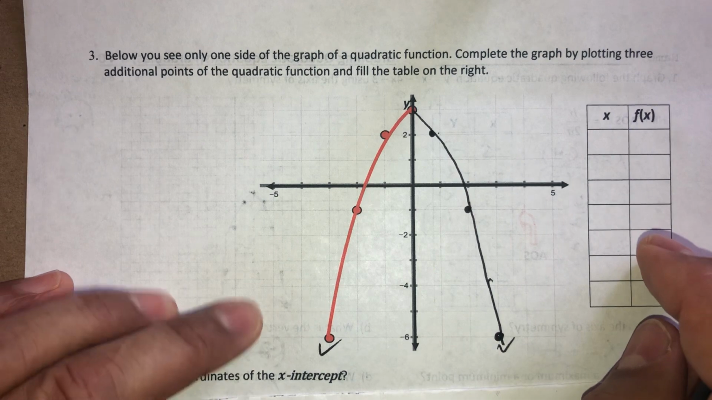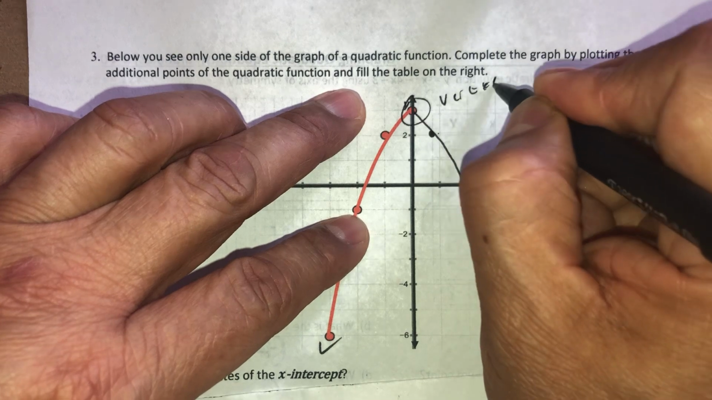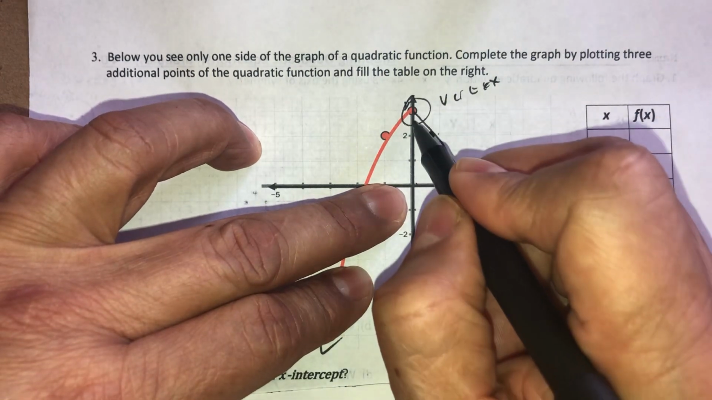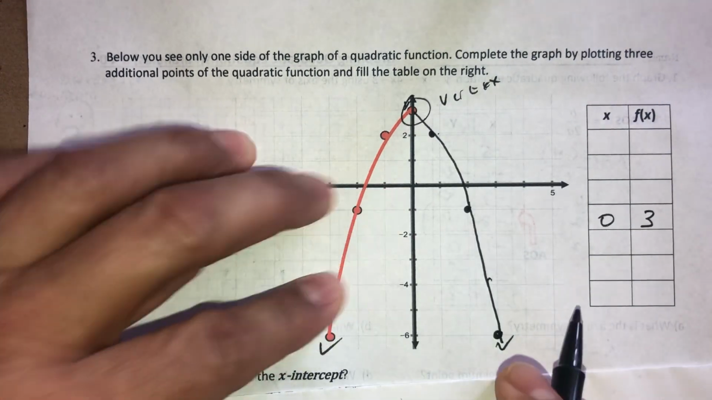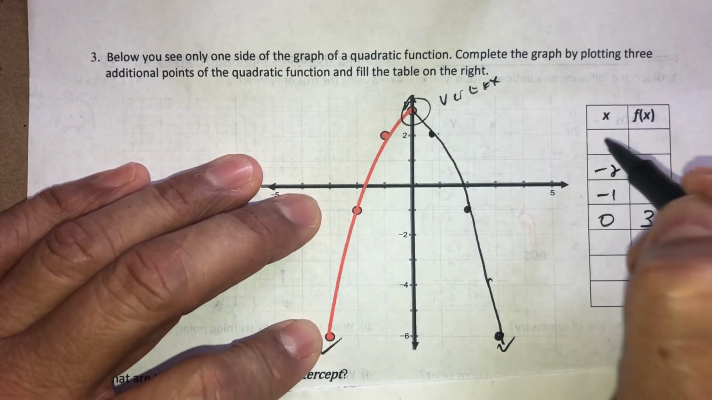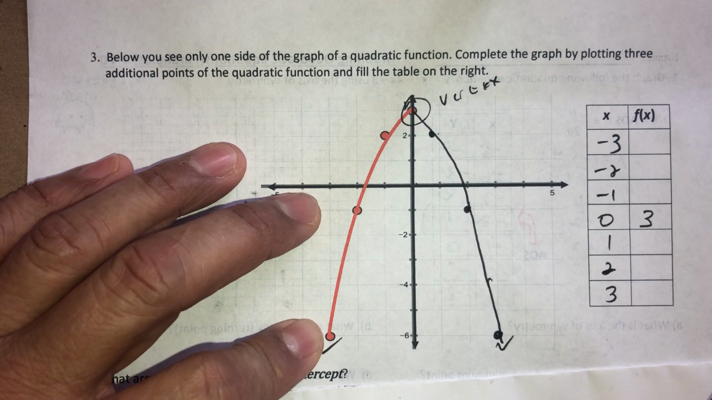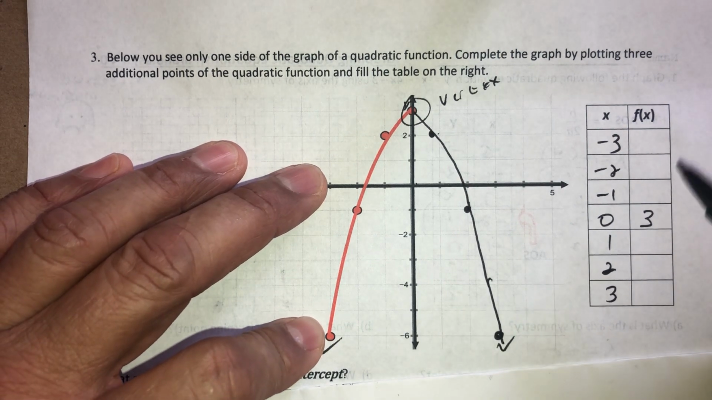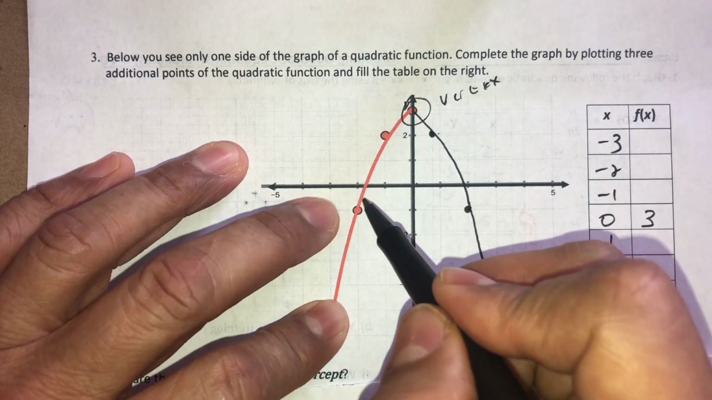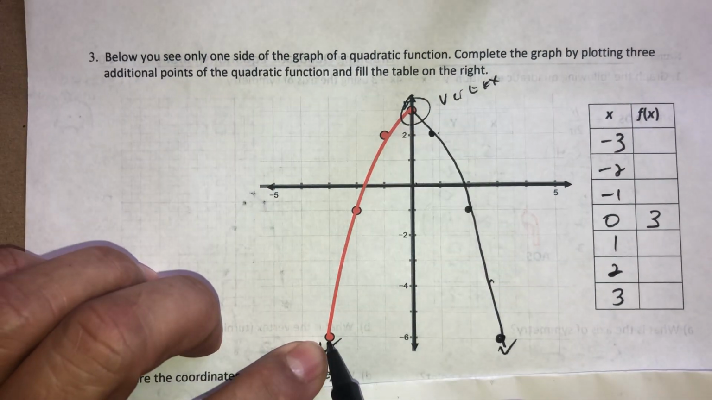So they want us to fill in the table. Remember, the vertex here, guys, this is my vertex. So the vertex here, x is 0, so they're going to go in the middle, and y is 3. So obviously, this is going to be -1, -2, -3, 1, 2, 3. So now you're going to find the values of y. So when x is -3, which is right here, 1, 2, 3.